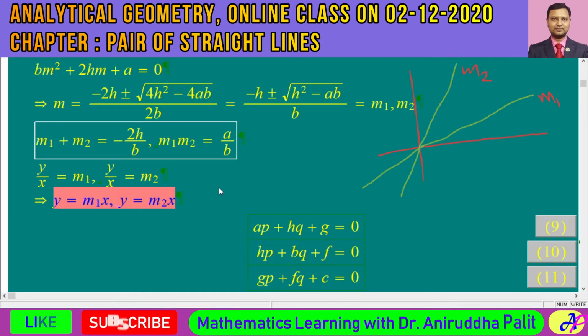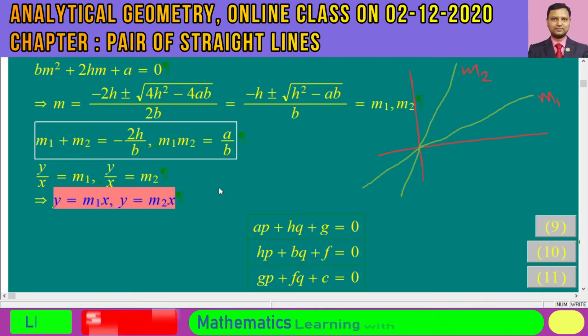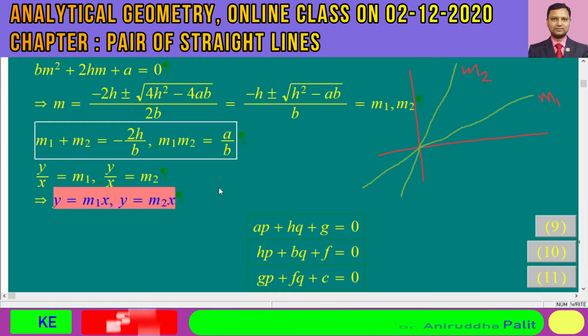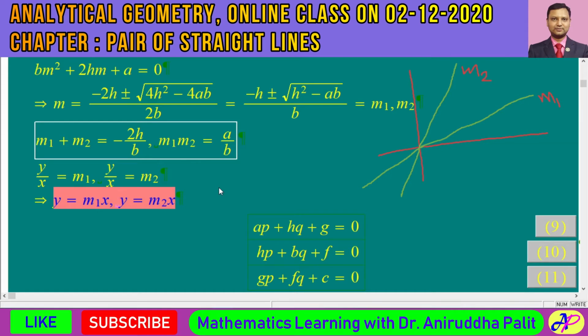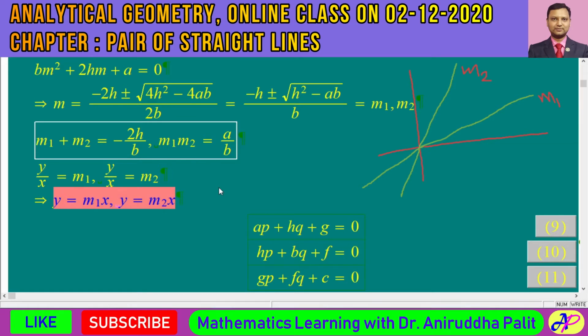Okay, so that's why we keep this option open, and we say that y is equal to m1x and y is equal to m2x represent two complex straight lines or imaginary straight lines. Complex or imaginary means they are not real, so we cannot draw any real straight line for imaginary values of m1 and m2. However, we keep the option open for our future study when m1 and m2 are imaginary or complex numbers, and we simply call them complex straight lines.